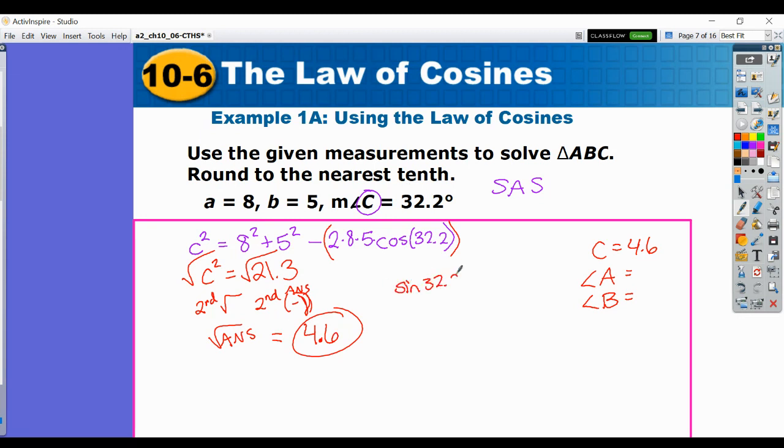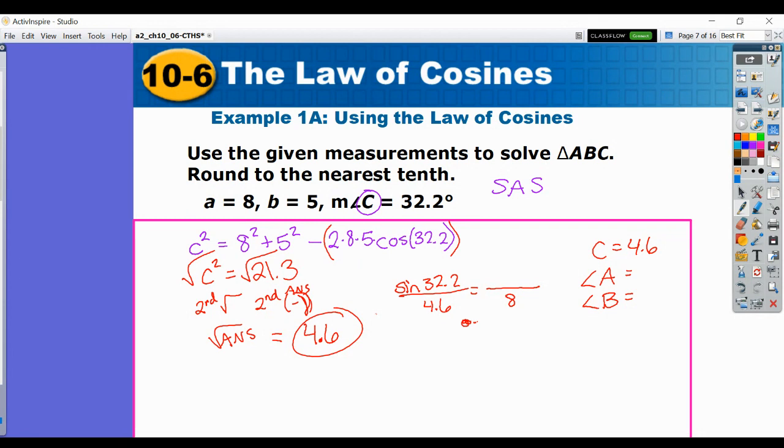Sine of 32.2 over 4.6 equals sine of angle A over little a. And then I can solve either of these. If you start with the bigger one, I think you have better luck. It doesn't really matter. We could run into the ambiguous case of law of sines here. So that's where you would want to be careful that only one of them would be right. Anyway, let's go ahead and solve it.